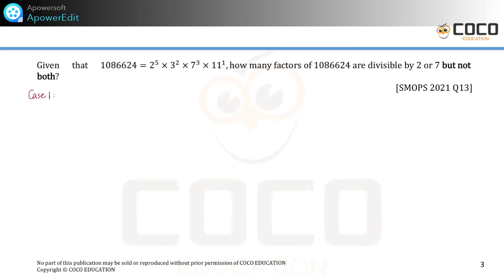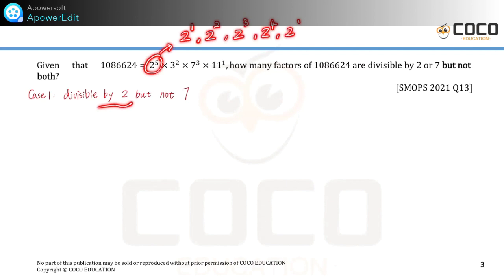Case 1 is the number that's divisible by 2 but not divisible by 7. So let's check. For the factor of 2, it must contain a factor of 2 in order to be divisible by 2. In this case, it can contain 1 factor of 2, or 2, or 3, 4, or 5. So there are 5 ways to choose the factor of 2.